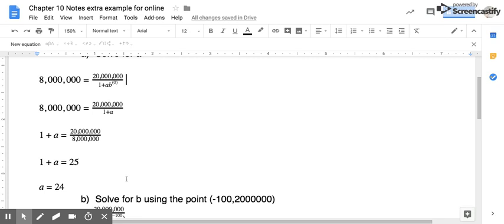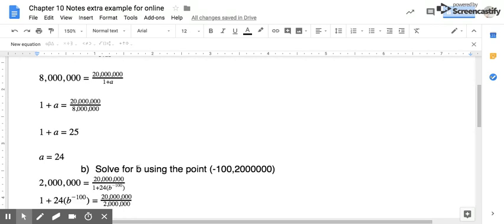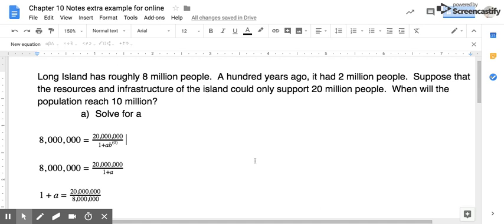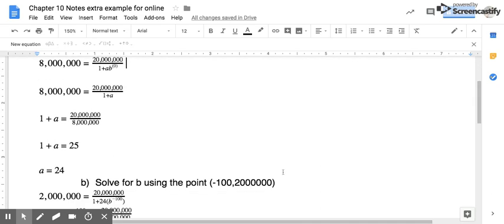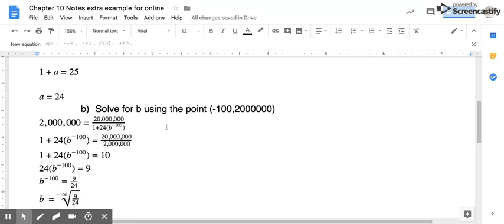Now, after I've solved for A, I'm going to find B by using the point negative 100, 2 million, because 100 years ago it had 2 million people. So I'm going to set this equation up with 2 million as my y and negative 100 as my x, or my time. So I'm going to Anderson swap those two.